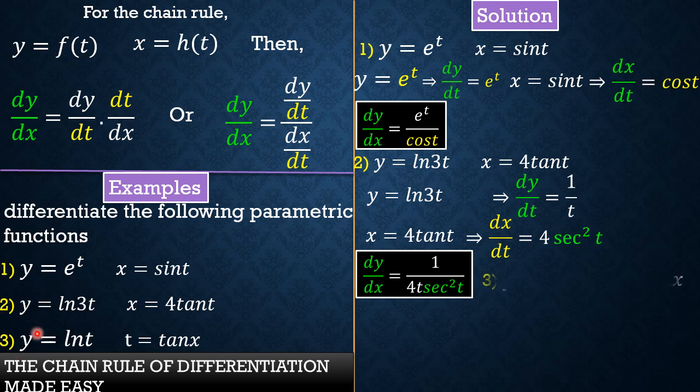Now let's look at question 3. Question 3 is saying that we have y equal to the natural log of t, and we have t now equal to what? Tangent of x. All right.